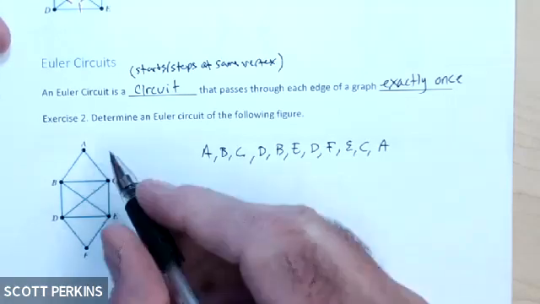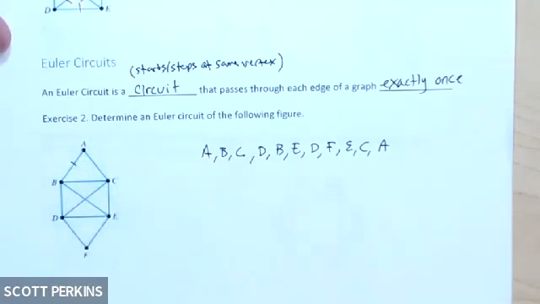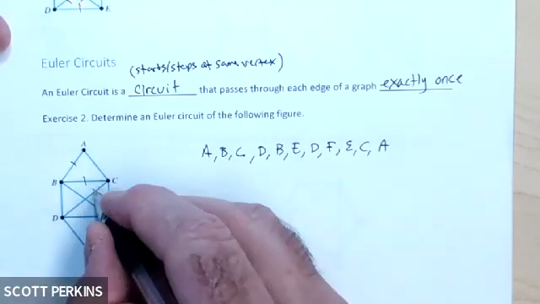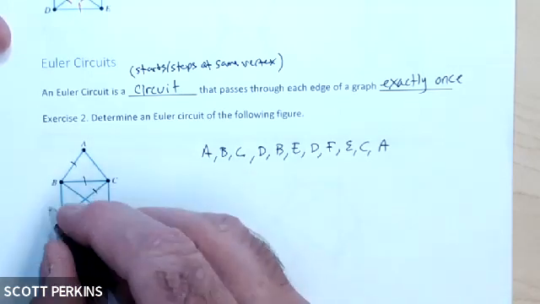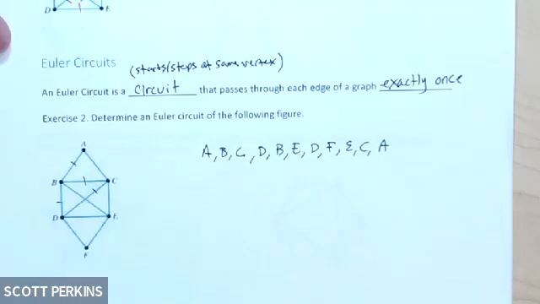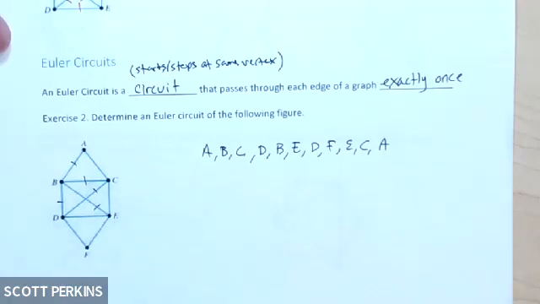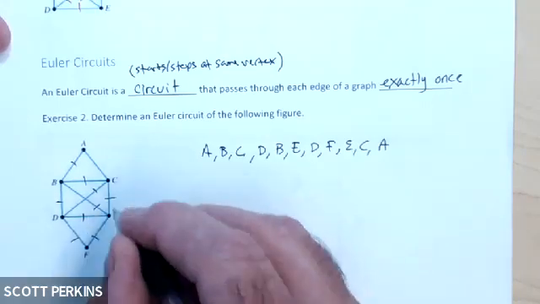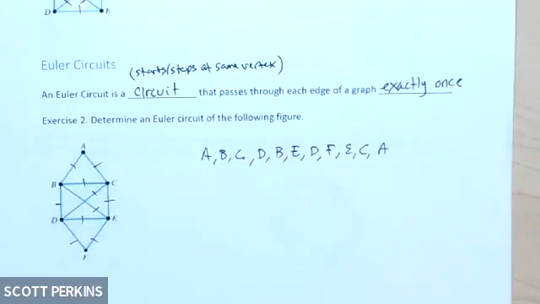So we started at A down to B, got that edge, B over to C, got that edge, C goes to D, so got that edge, D goes up to B, got that edge, B goes down to E, yes, E goes over to D, yes, D goes to F, sure, F goes to E, yep, E goes up to C, and then up to A. Yes, you did it, you got them all, fantastic.